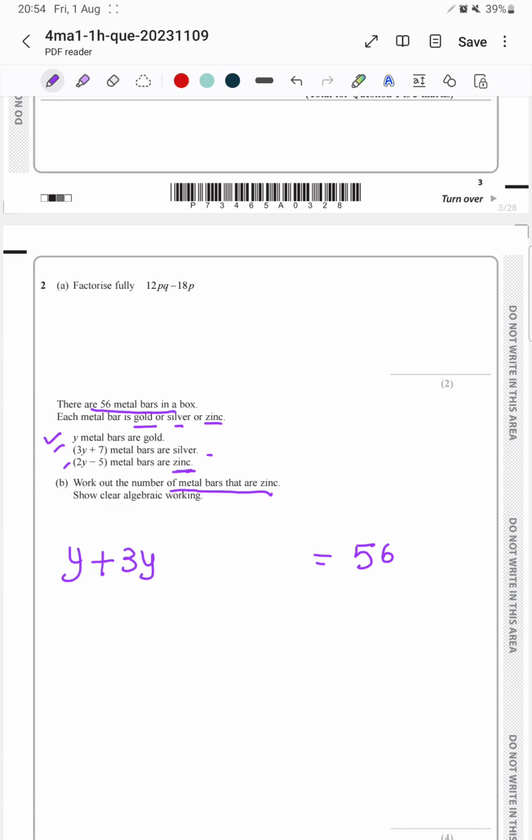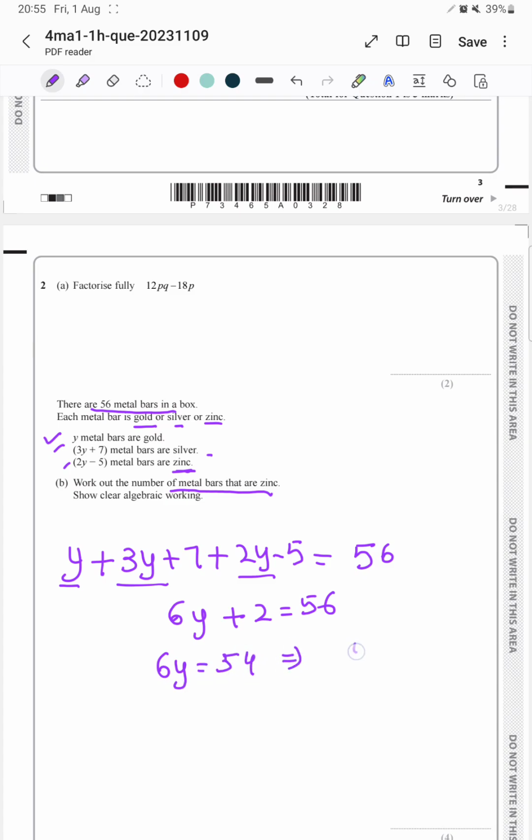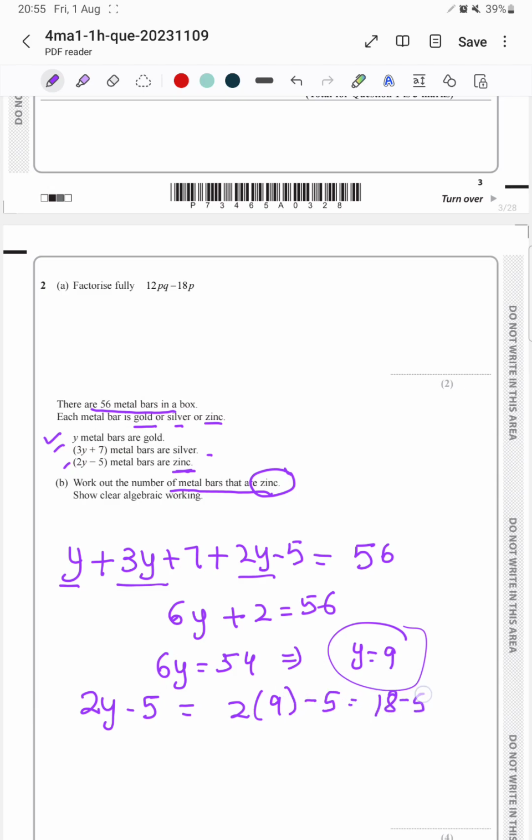So y plus 3y plus 7 plus 2y minus 5, and this is equal to 56. So y, 3y and 2y, these are the like terms which will add up to 6y, and 7 minus 5 is 2. So I got 6y is equal to 54, which will give me y is equal to 9. And when I get this y as 9, we have to find out the metal bars which are zinc. Now zinc, it is 2y minus 5. So 2 times 9 minus 5, which is 18 minus 5, and that is equal to 13.